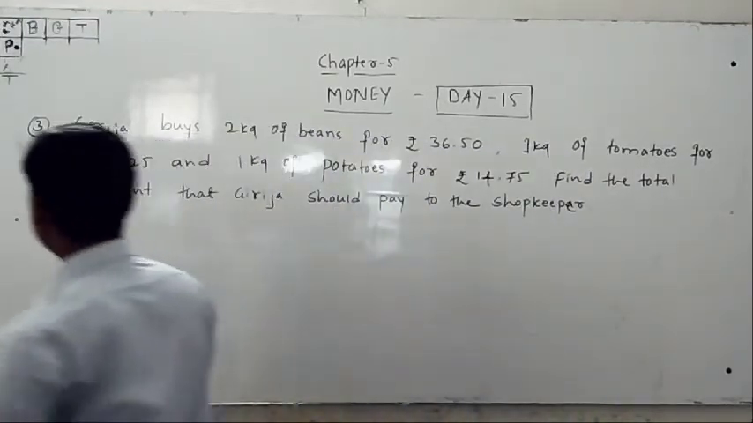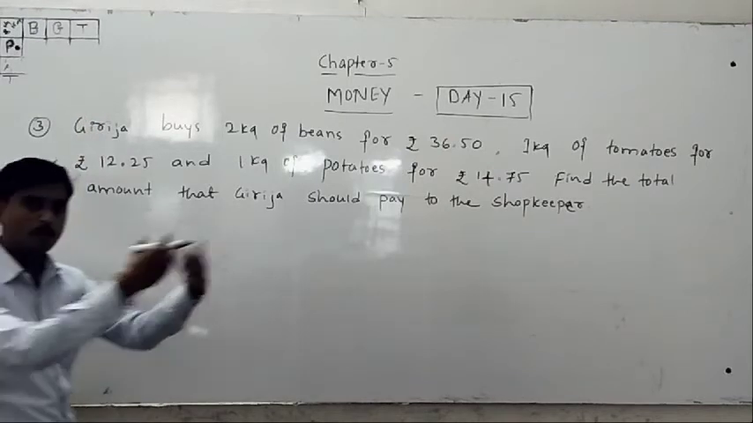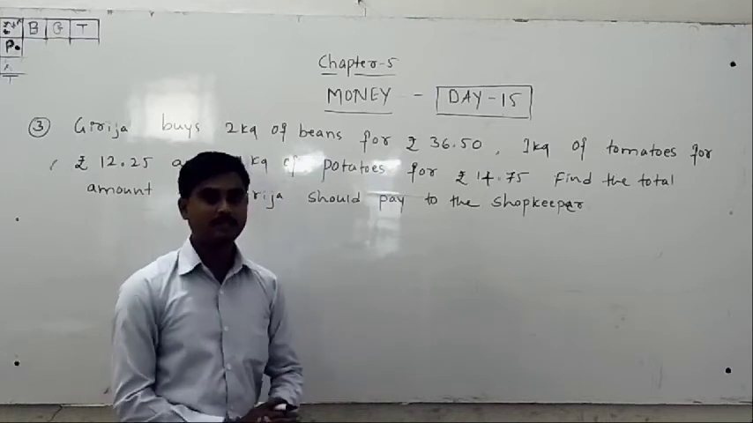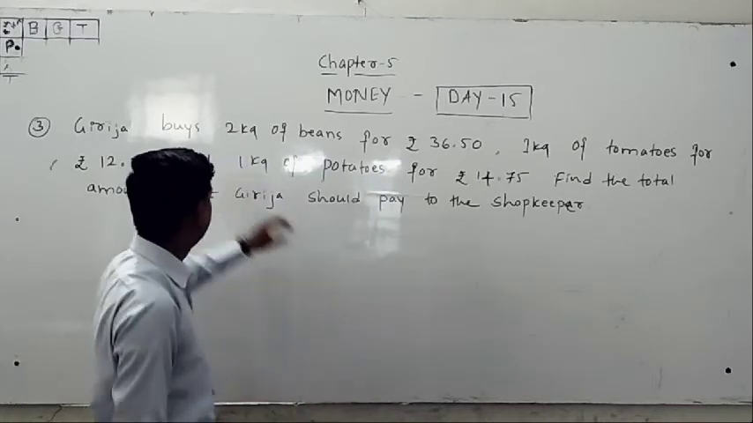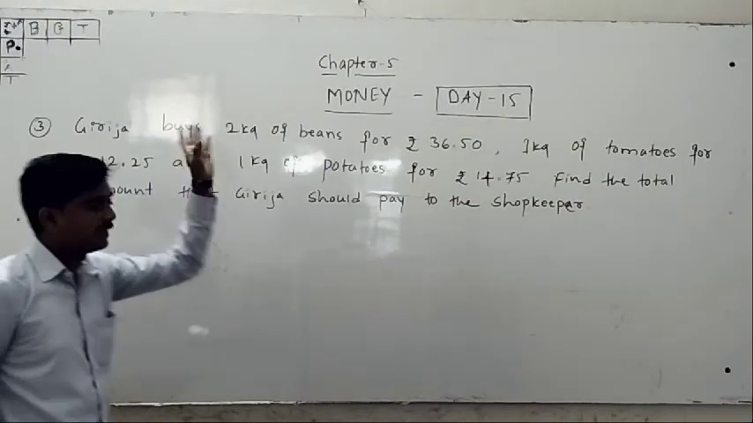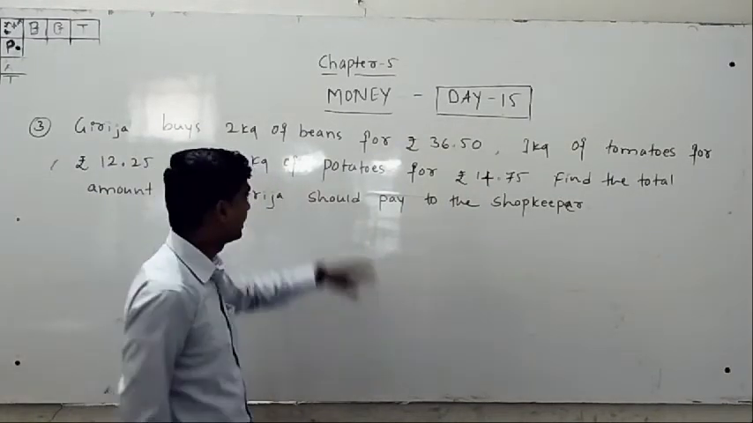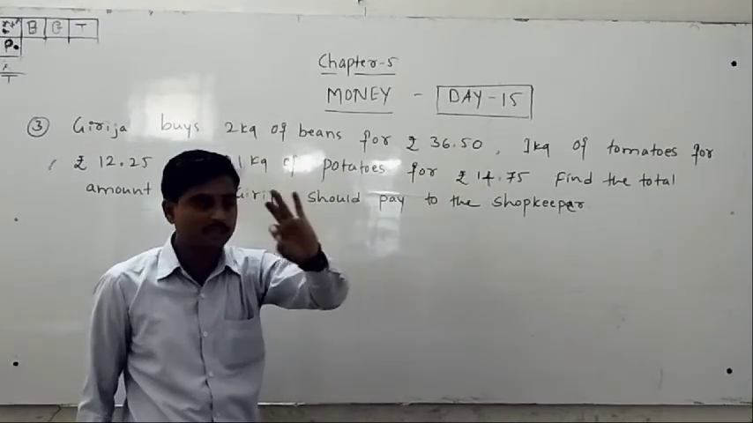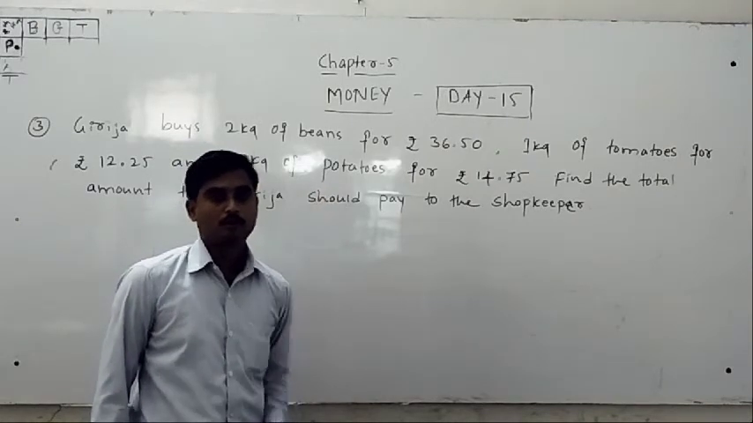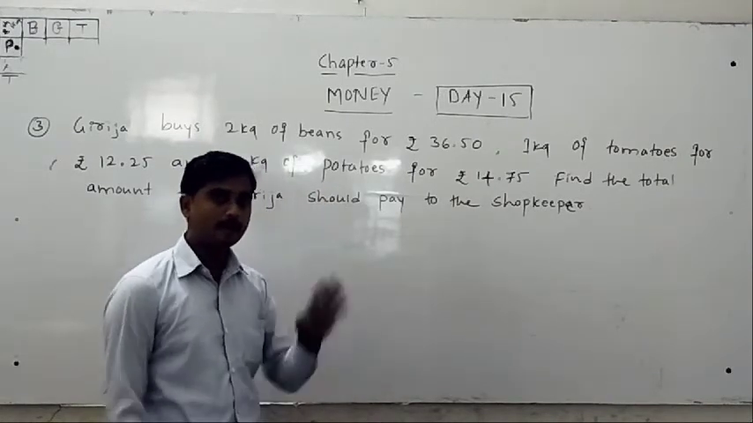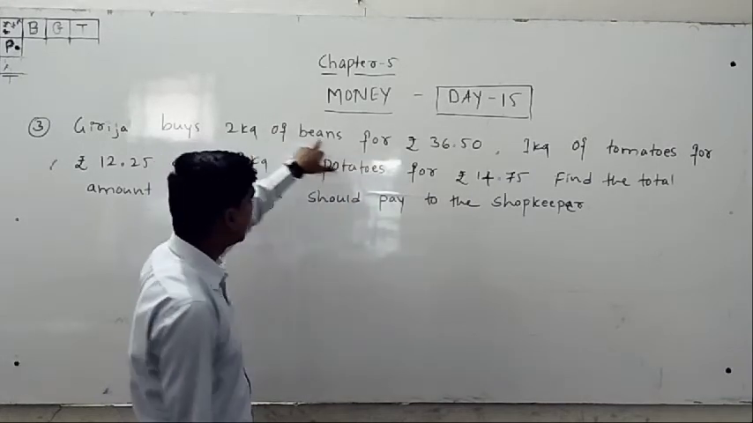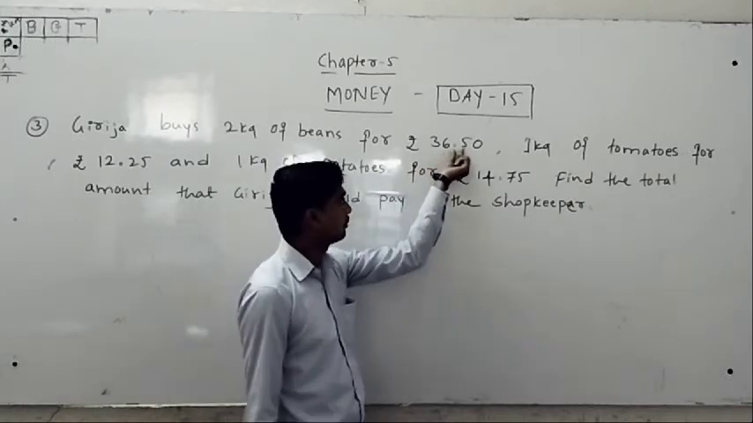First of all, you should read: Girija went to the market to purchase vegetables. Understand? She purchased vegetables. What are the vegetables? First one is beans, tomato and potato. These three types of vegetables she purchased, and the purchased amount is also given here. She purchased 2 kg beans for 36.50 rupees.